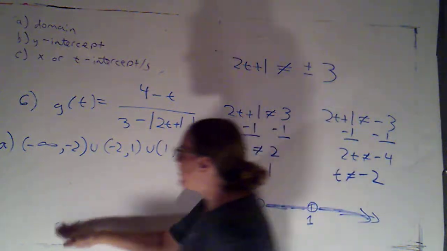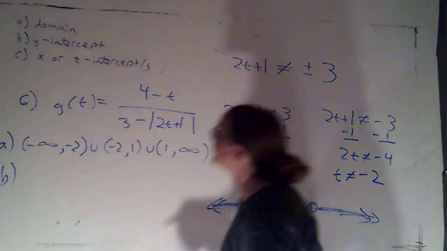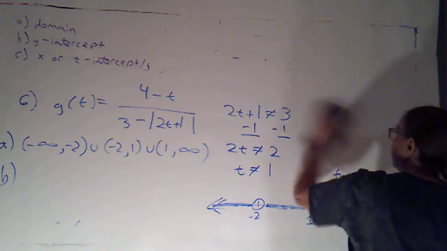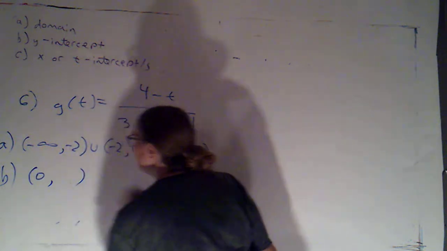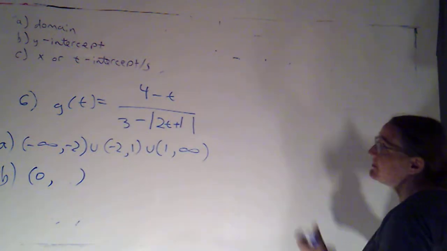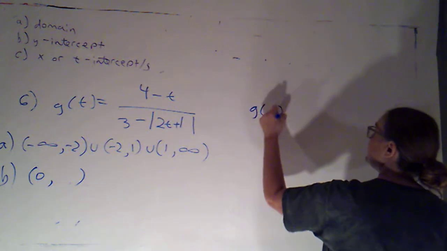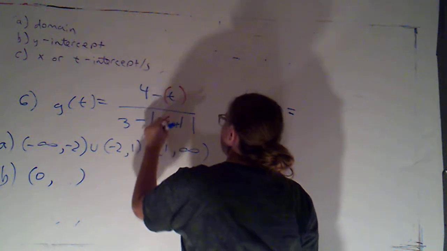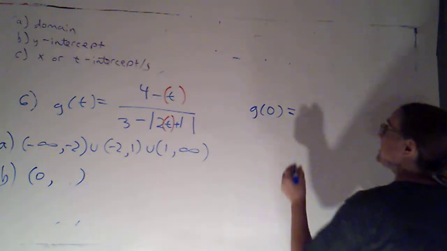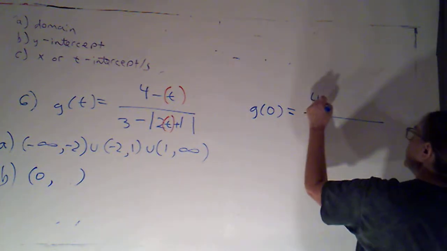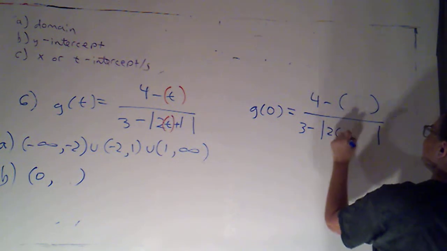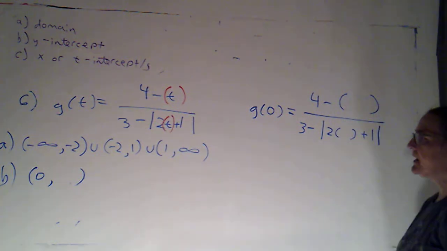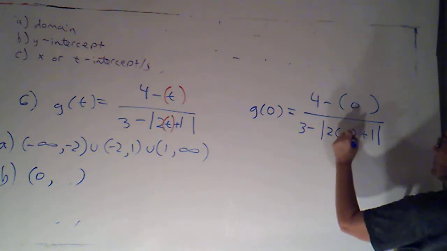Okay, so part B is asking us, once again, to find the Y-intercept. So that's going to mean that my t value is 0. And to figure out the y value, I'm going to just plug in 0. So I'm looking for g of 0. And again, t is just a placeholder for my input. So I can copy the formula for this function. It's 4 minus my input over 3 minus the absolute value of 2 times my input plus 1. And what I'm plugging in for my input is just 0.